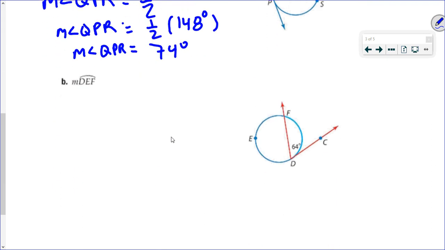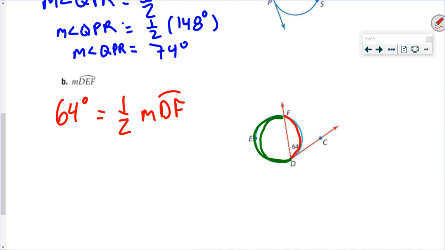All right. And then here we want to find the measure of arc DEF. So that is the major arc here, the outlined one. That's the arc we want to find, DEF. To find that arc, if we found arc DF, this part, we just subtract it from 360. So we can use that angle measure, the angle D, 64 degrees, is equal to 1/2 the intercepted arc, which would be arc DF. Again, not the arc we're looking for, but that'll help us find arc DEF.